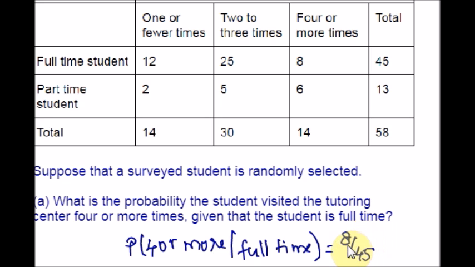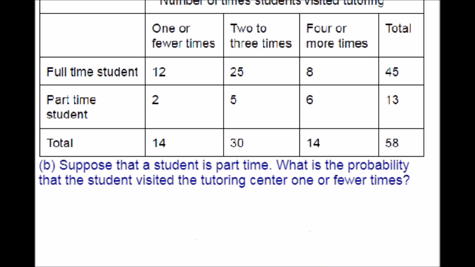Okay, let me add one more part for this question. Suppose that a student is part-time. What is the probability that the student visited the tutor center 1 or fewer times? Okay, this one is a bit more tricky due to the wording. So think of it in the following way. We are supposed to find the probability the student visited the tutor center 1 or fewer times, and you can assume that the given condition here is that the student is part-time.